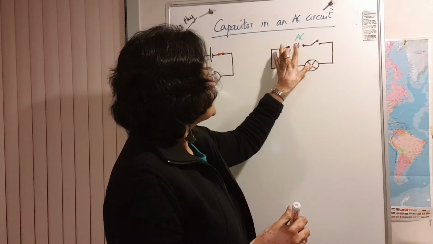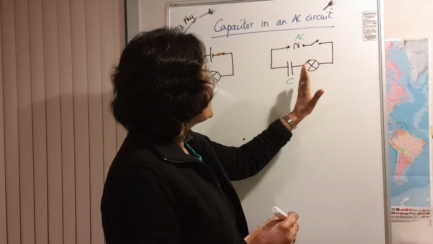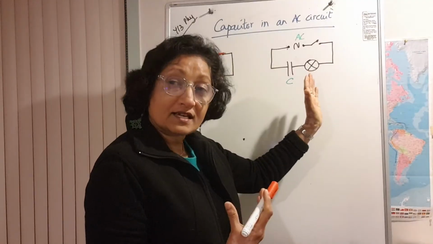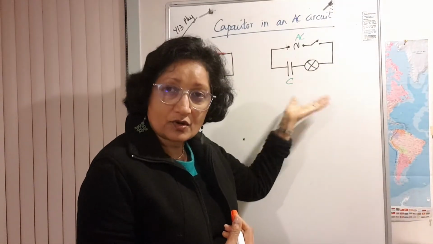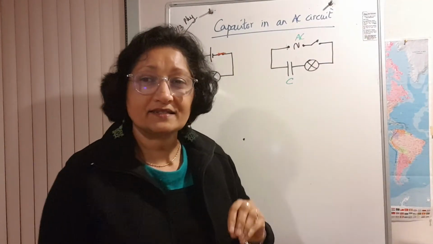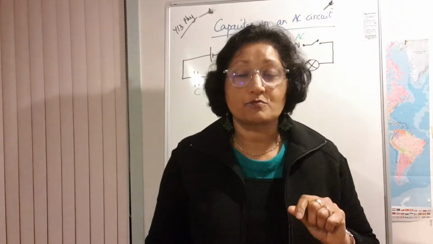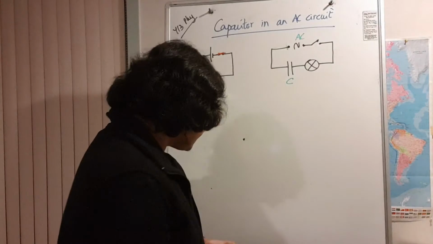and the terminals keep switching from positive to negative. So the capacitor plates are alternately charged and discharged. So the lamp continues to glow in an AC circuit. So a capacitor does not act as a brake in an AC circuit. Okay, so it acts differently in an AC as well as a DC circuit.